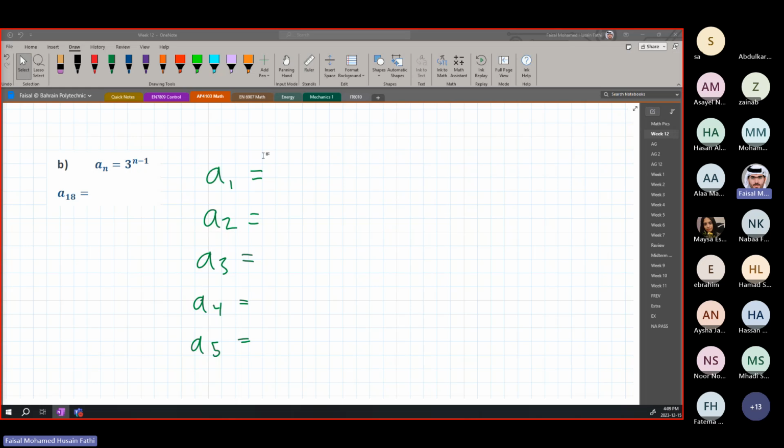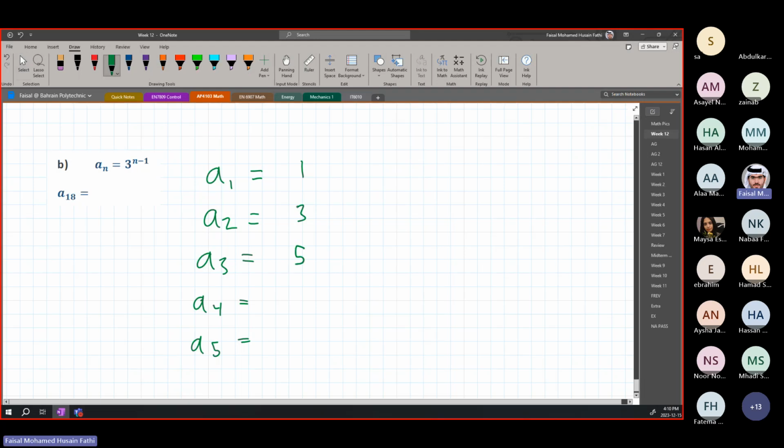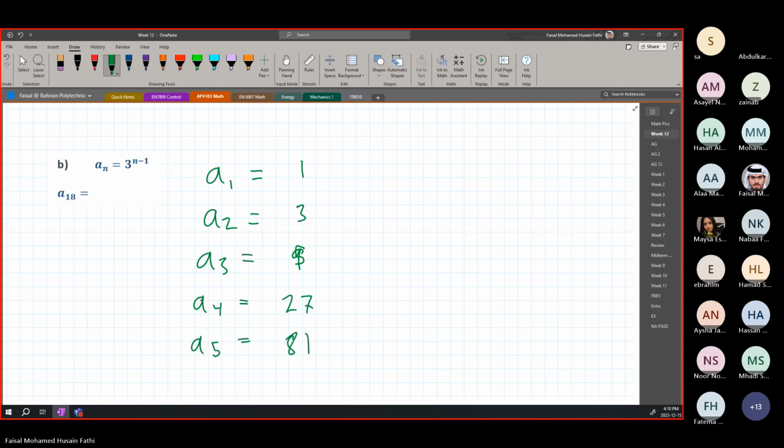Come on, guys. I want you guys to actually solve this and give me the values from A1 all the way to A5. They're very easy. Yeah, Hassan, you can put it in mode 7. So you put the equation in mode 7. So 1, 3, 9, 27, 81. Okay. That's right. So 1, 3, 5, 135, 139, sorry. Okay, 27 and 81. And that's it. You found your first 5 terms.